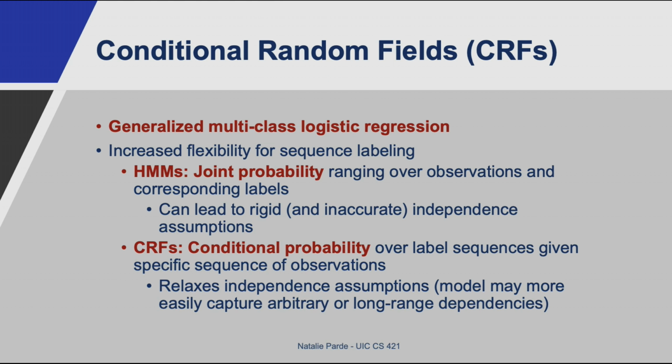In fact, conditional random fields are in a way just a generalized multi-class version of logistic regression, and I provided some links to reading material in the course material that will explain this relationship further if you're interested. CRFs offer increased flexibility relative to HMMs for sequence labeling, because rather than modeling joint probabilities over observations and corresponding labels, they model conditional probabilities over label sequences given specific sequences of observations. This allows them to more easily capture long-range dependencies and helps them avoid making inaccurate independence assumptions.